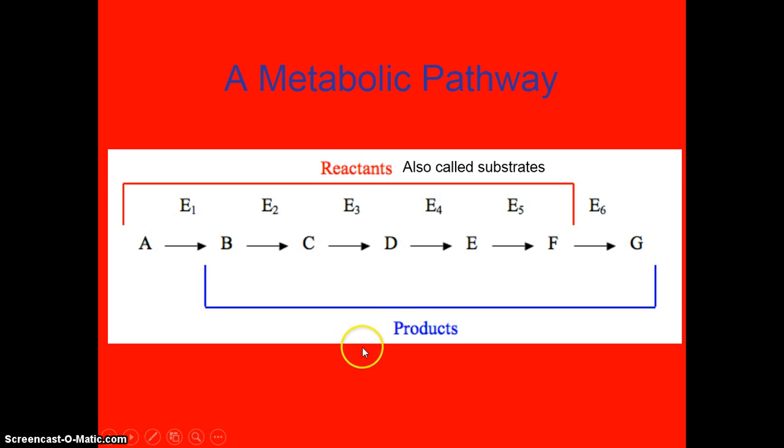So a metabolic pathway is one that has the product of one becoming the reactant of the next chemical reaction that needs to occur, thus making chemistry the central science. Even in biology, without the chemistry going on, you don't have a living organism. These reactants are also called the substrates.